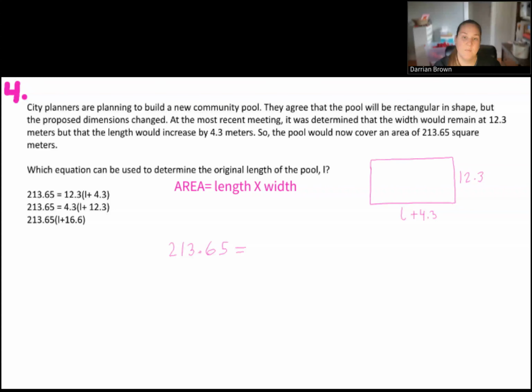Since length plus 4.3 is not just one thing, we want to put that in parentheses and put our width on the outside. So our width is 12.3. And to multiply that times the length, we're going to just put it in parentheses. So L plus 4.3.